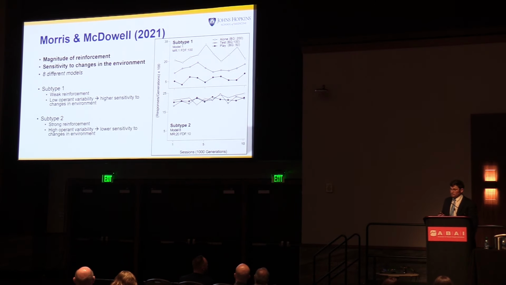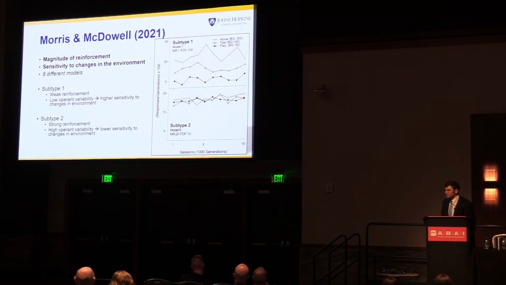So Morris and McDowell used the ETBD to model subtype 1 and subtype 2 SIB. They manipulated two things: the magnitude of reinforcement produced by SIB and the sensitivity of artificial organisms to changes in the environment. They evaluated 8 different models where they manipulated these two parameters. They found that the models that best described and reproduced patterns in a simulated functional analysis that line up with what we see in real individuals with subtype 1 and subtype 2 SIB were these. Artificial organisms with SIB that produce relatively weak reinforcement, and that evidence high sensitivity to changes in the environment, produced the pattern we see with subtype 1 SIB.